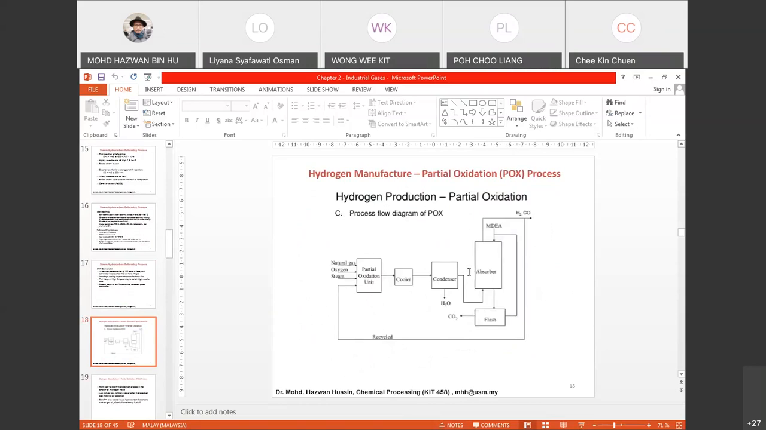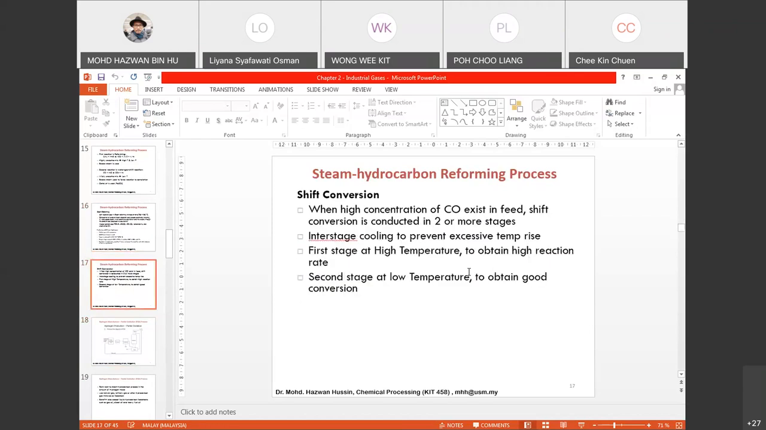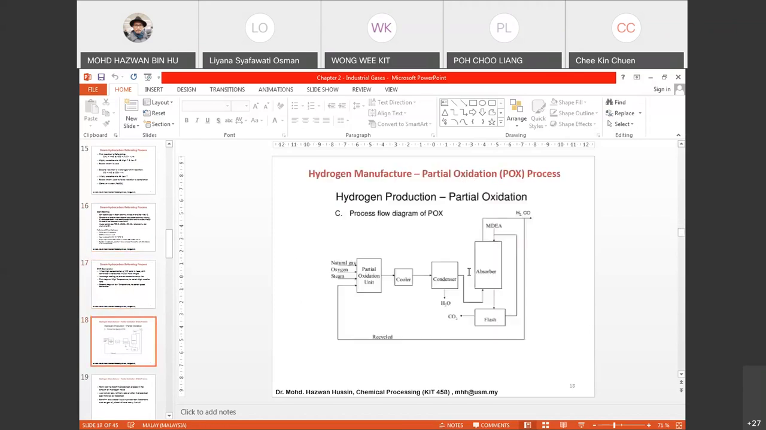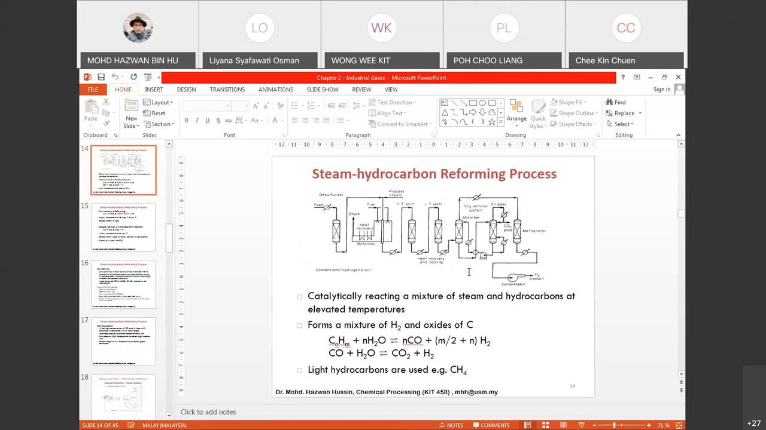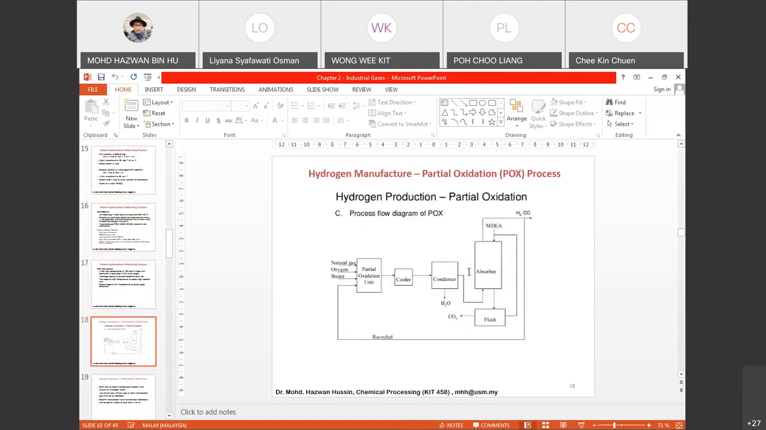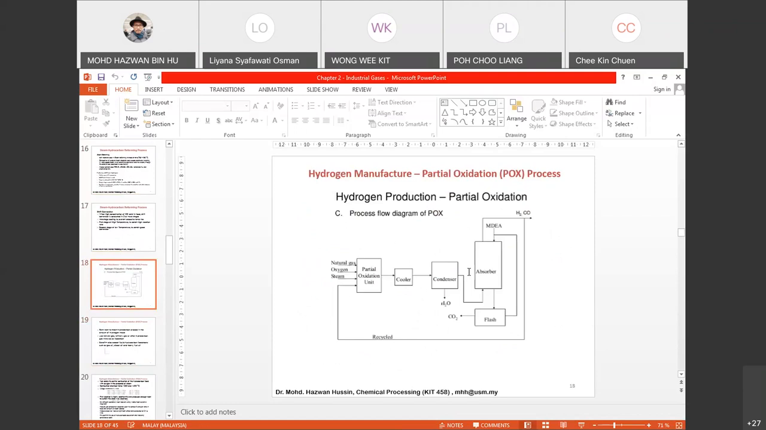All right. So I believe that's it for today's lecture. We'll call it a day. We will continue with the partial oxidation process. As I said just now, the steam hydrocarbon reforming process uses light hydrocarbon to produce hydrogen gas. Meanwhile, for partial oxidation process, later on you will see that it uses slightly bigger hydrocarbon raw materials. So you can choose: if you have raw materials with slightly high molecular weight, then you can use partial oxidation process. If your raw material hydrocarbon is low chain, then you can use steam hydrocarbon reforming process. But never mind, for POX we will study this in detail next week.